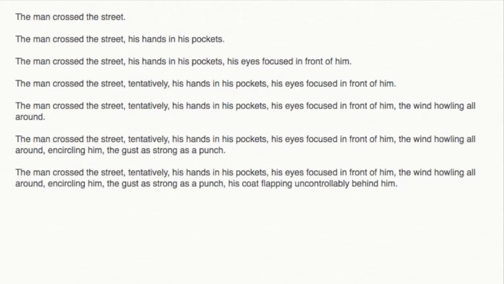And now we have the man crossed the street, tentatively, his hands in his pockets, his eyes focused in front of him, the wind howling all around, encircling him, the gust as strong as a punch, his coat flapping uncontrollably behind him. Perhaps we can even add something about the man.